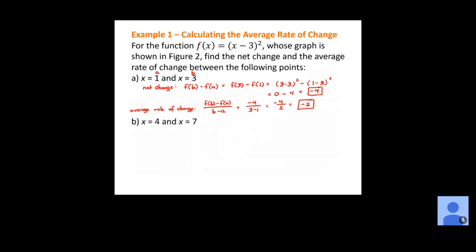Now, what this tells us is because we end up with a negative average rate of change, we know that this function is actually decreasing. It's going down from left to right as we go from 1 to 3 on our graph, because we have a negative slope between those 2 points. Any questions about calculating net change or average rate of change now?